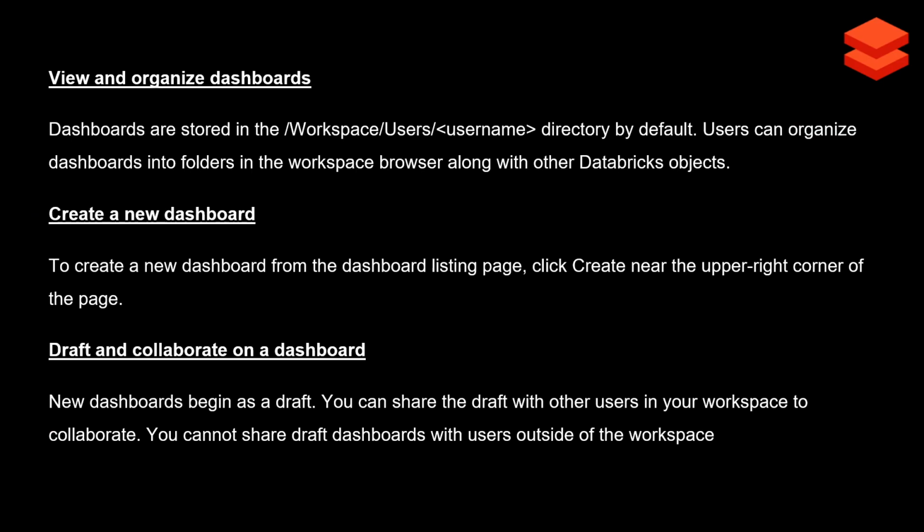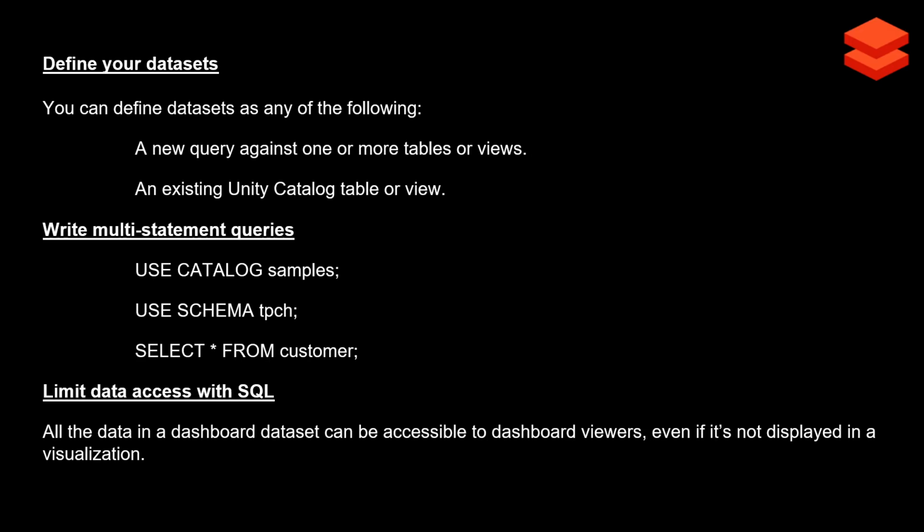Now let's move ahead. Define your data set. You can define the data set as any of the following: a query against one or more tables or views, or an existing Unity Catalog table or view. So basically, if you already have a table or a view, you can directly use that as your data set. We have already seen that. Just now I showed you that there was a table, taxi. I clicked on those three dots and said add to the dashboard, and automatically it showed up as a data set. Similarly, you can query that table also.